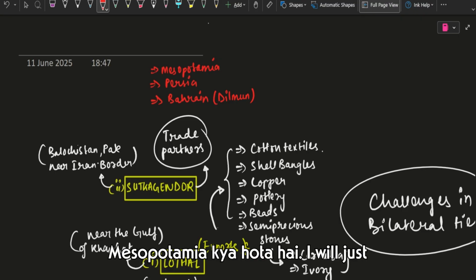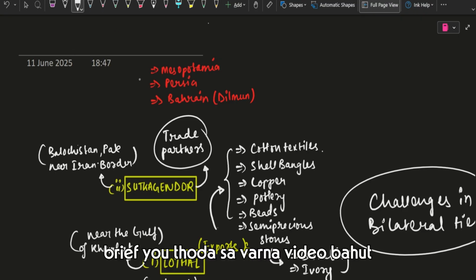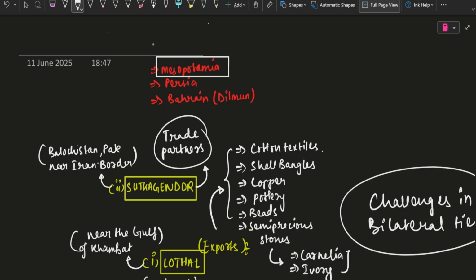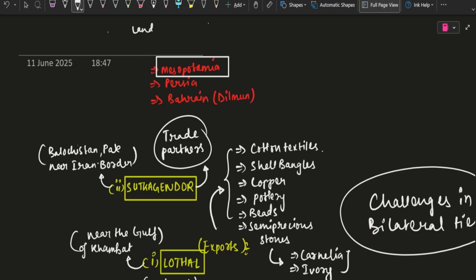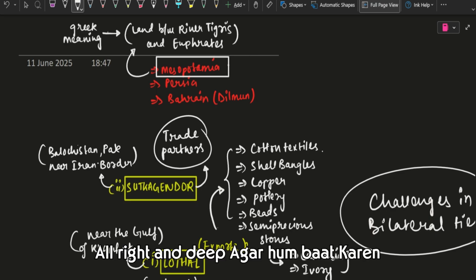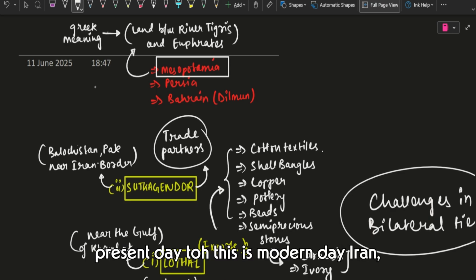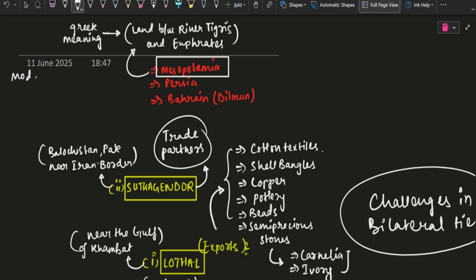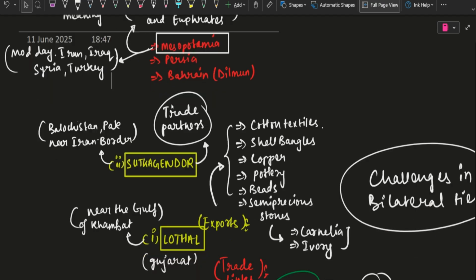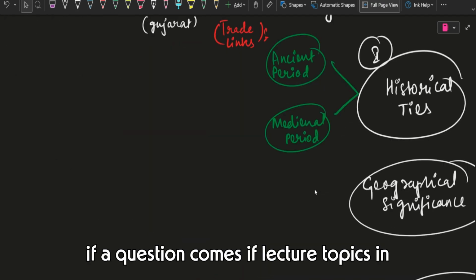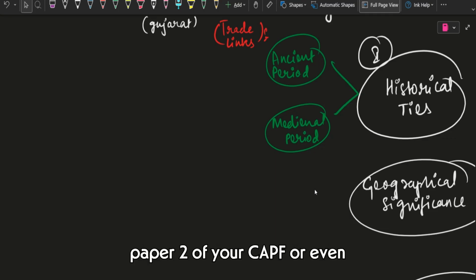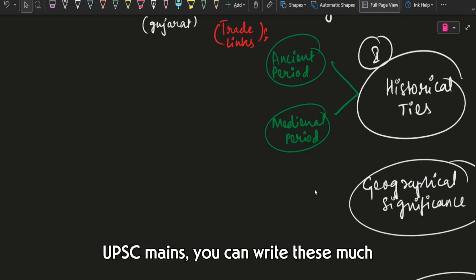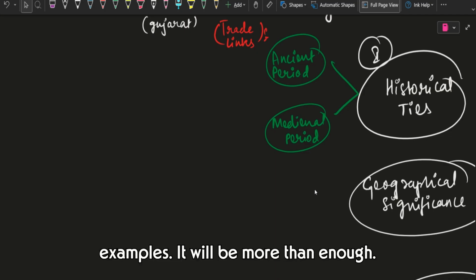नाउ मेसोपोटामिया क्या होता है? जस्ट ब्रीफ यू थोड़ा सा, वरना वीडियो बहुत लंबी बन जाएगी. मेसोपोटामिया का ग्रीक मतलब ये है, द लैंड बिटवीन रिवर टिग्रिस एंड यूफ्रेट्स. और अगर हम बात करें प्रेजेंट डे, तो दिस इज मॉडर्न डे ईरान, इराक, सीरिया एंड टर्की साइड. So if a question comes, if lecture topics in your SSB, or whether it is the paper 2 of your CAPF or even UPSC mains, you can write these much examples. It will be more than enough.